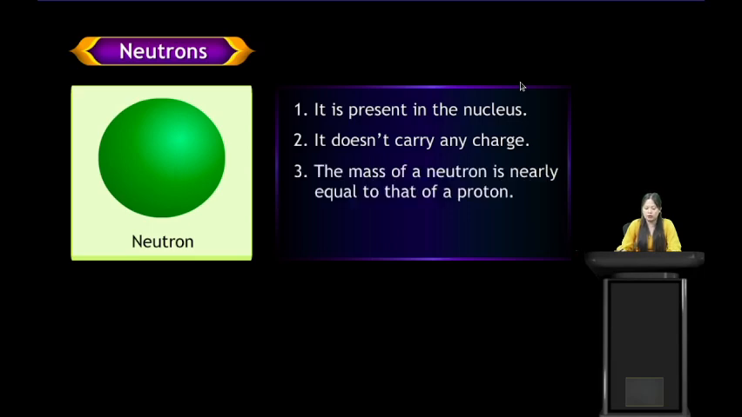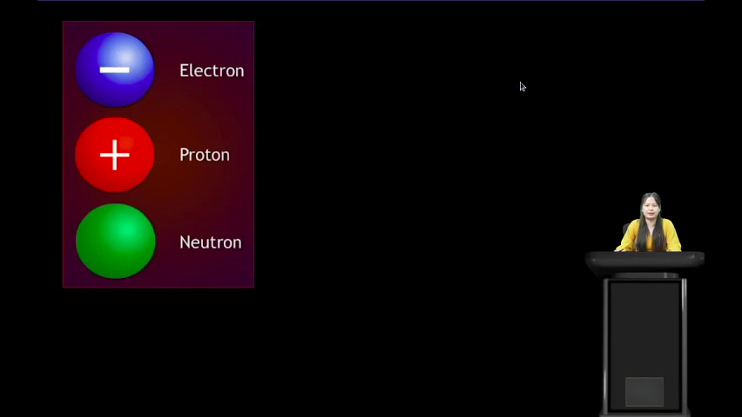The mass of a neutron is nearly equal to that of a proton, and the neutron is denoted by the small letter n. So this is how the neutron was discovered. Here we see that the atom is made up of three subatomic particles called the electron, proton and neutron. These are the three subatomic particles which make up the atom.